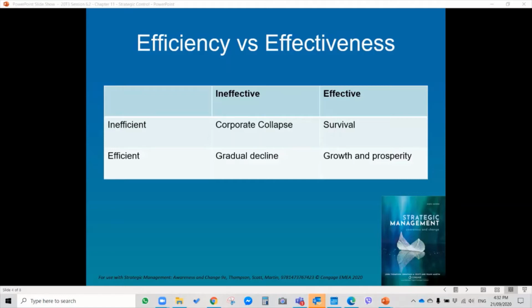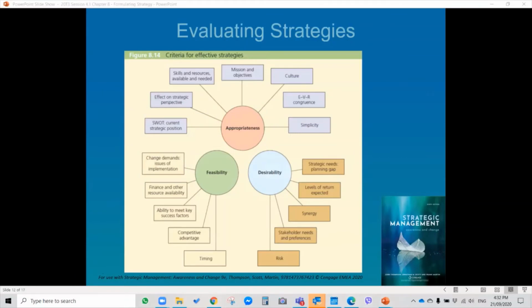I've got an explanation, by the way, again. Let me go back to that. Oops. I've lost it.